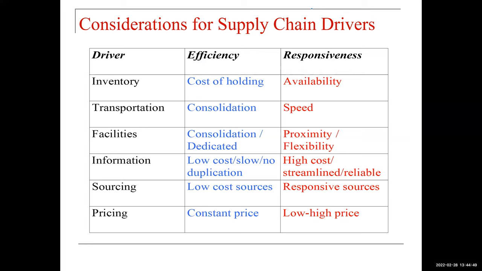So, consideration for supply chain drivers. You can read through this on your own, but we have the drivers here: inventory, transportation, facilities, information, sourcing, and pricing. In terms of facility, which is our area, consolidation and dedicated, proximity versus flexibility, and so on.